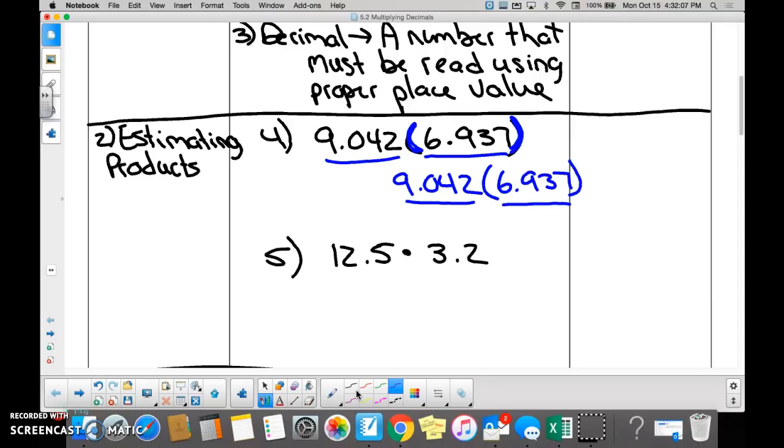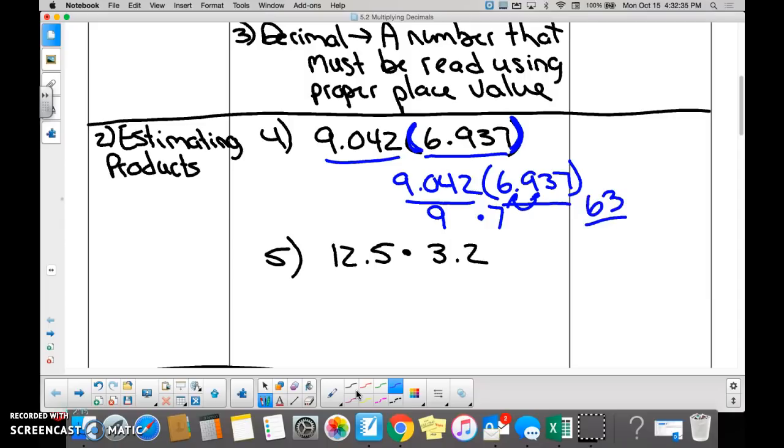In this case, I don't really want to multiply them to get an actual answer. I just want to see what I should be close to. So 9 42 thousandths is really close to the number 9. And 6 937 thousandths, the 9 is telling us to move that 6 up to a 7, is really close to 7. So I'm going to think that my answer should be somewhere close to the product of 9 and 7, or somewhere close to 63.